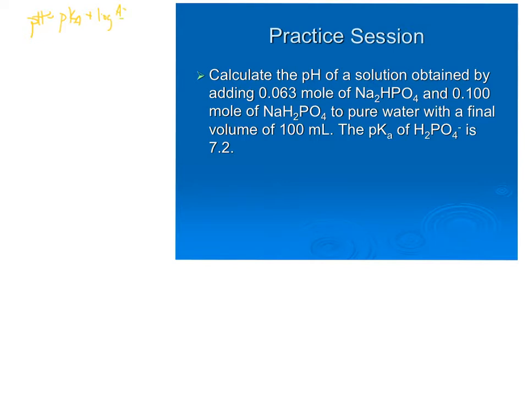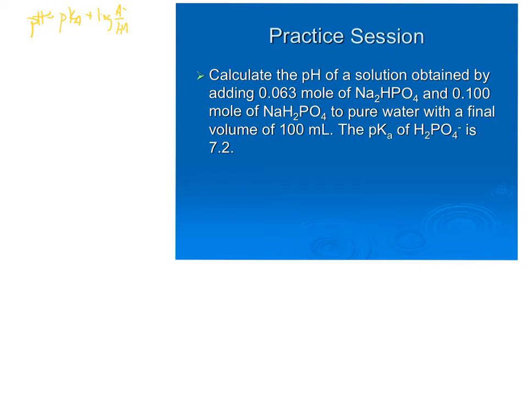That's log of A minus over HA. I would have to give you the table with the pKa's. I wouldn't expect you to memorize the pKa's of all forms of phosphate. I would give you that in the table. You just have to be able to figure out which one's which. But in this example, which of these is A minus and which one is HA?